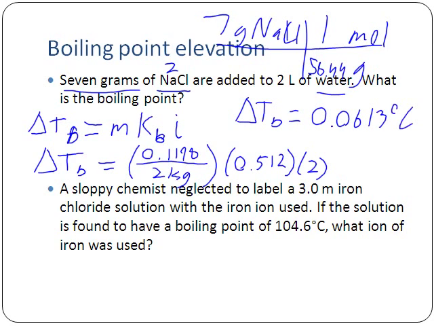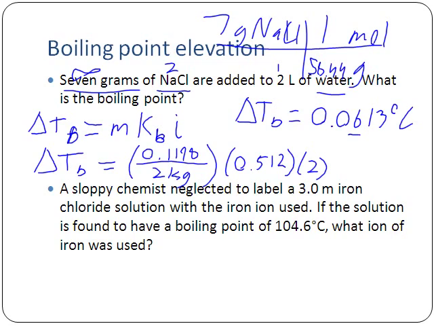0.0613 degrees Celsius. Now, for our significant figures, the 7 over here is infinite. The 2 liters, though, has 1 significant figure, and that's going to affect things. Remember, our 0.512 and our 2 for the i don't really make a difference. So this is going to be rounded to the hundredths place here. But the question asks what the boiling point is.